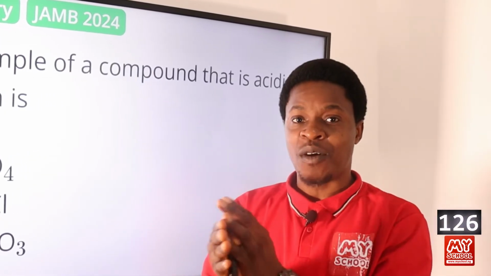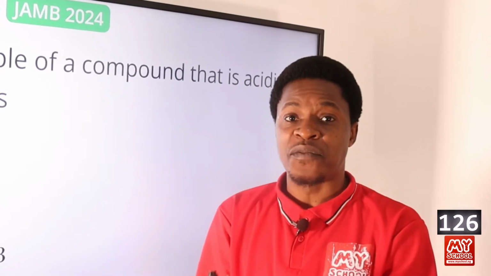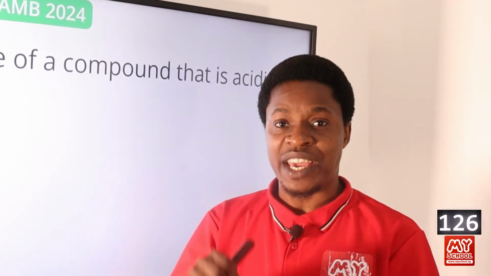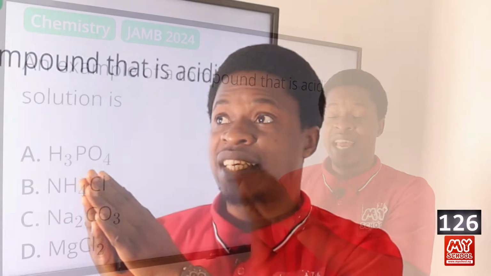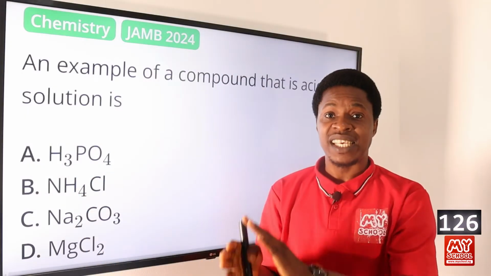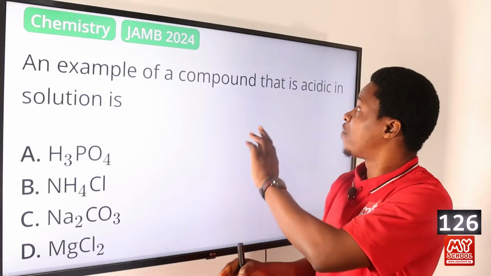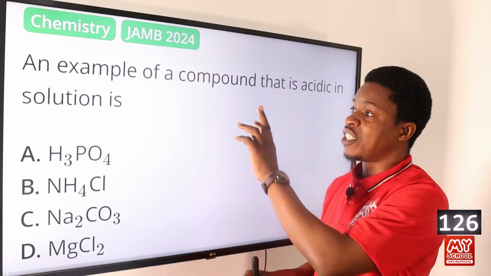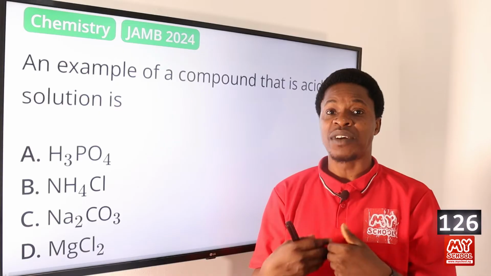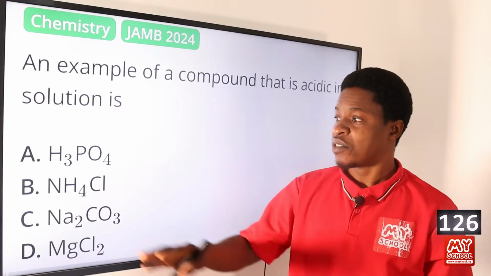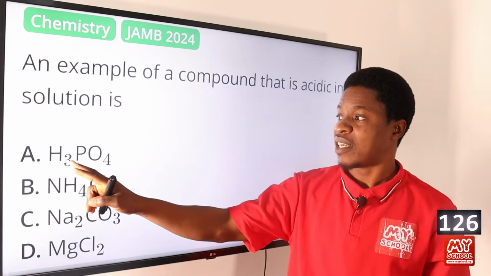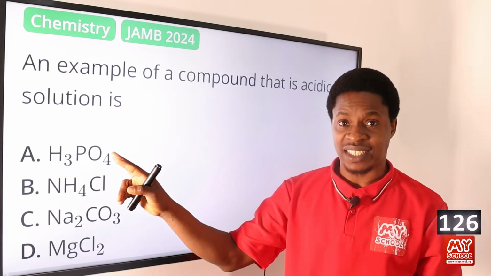So salts are compounds that are formed when a metallic ion replaces the hydrogen ion that is present in an acid, okay? Or ammonium ion replaces the hydrogen ion that is present in an acid. So if we are talking of a compound that is acidic in solution, it means that it is actually acidic. It could be an acidic salt, okay, when dissolved in water. Let's look at option A. Says H3PO4. Of course, this is an acid, okay?